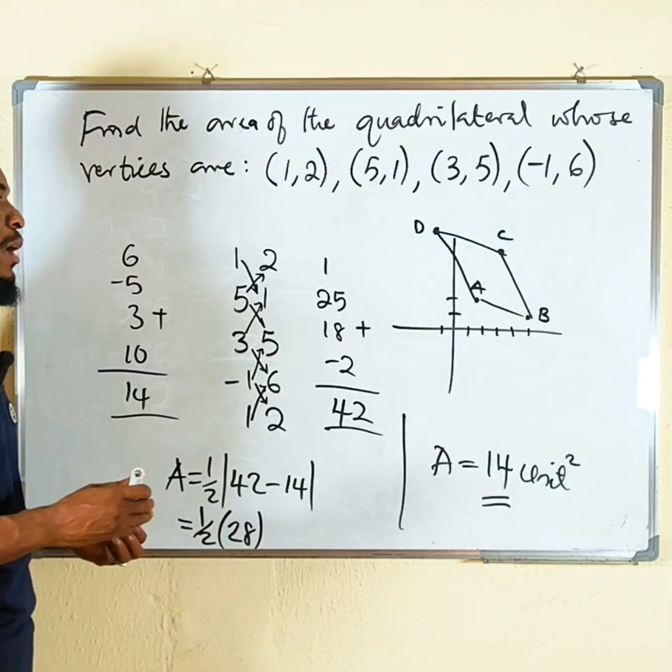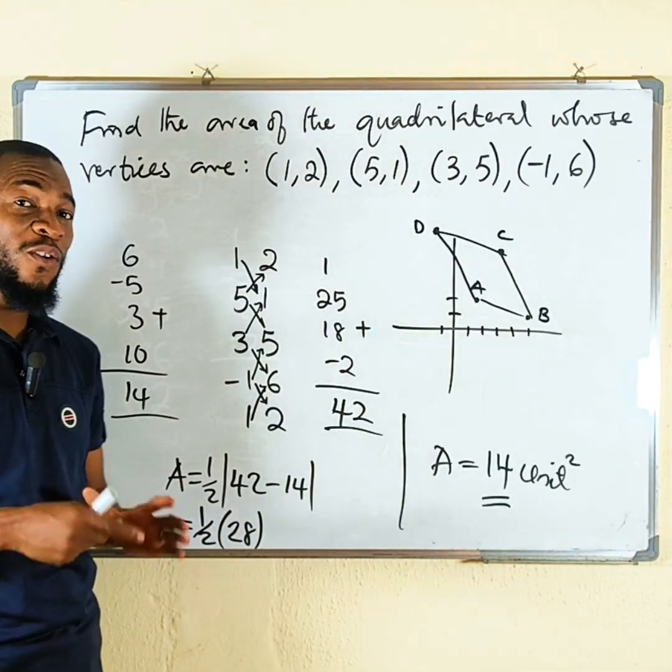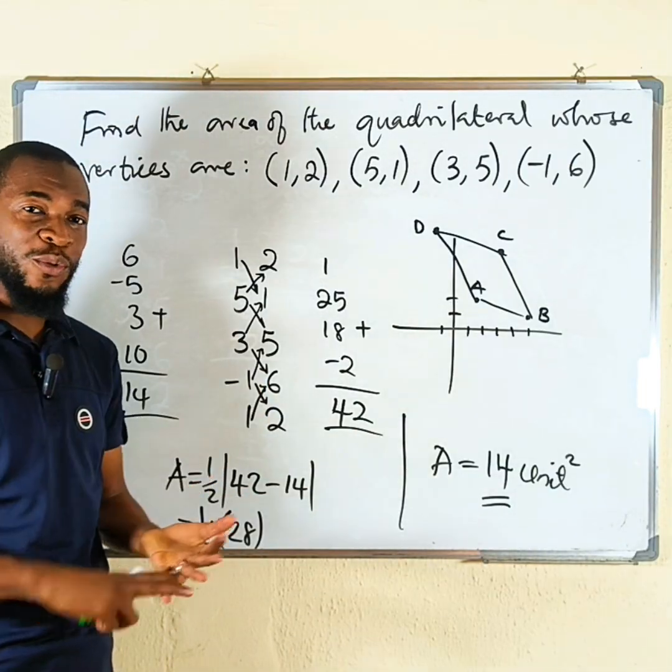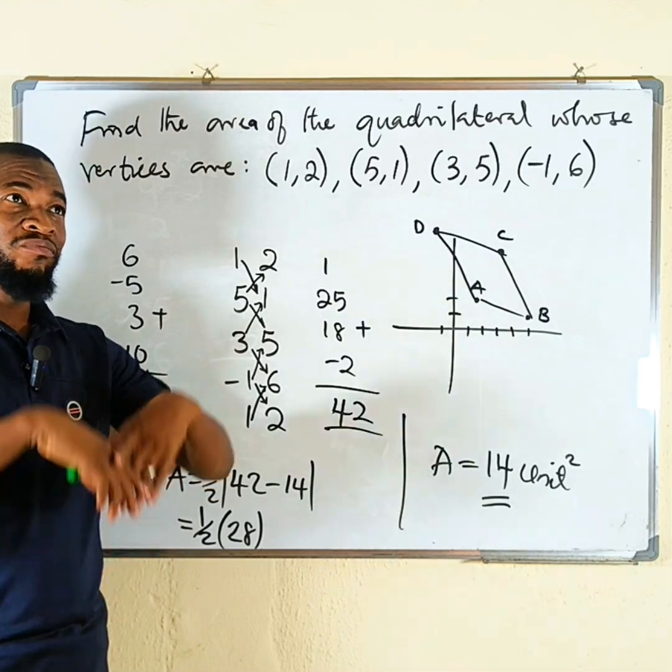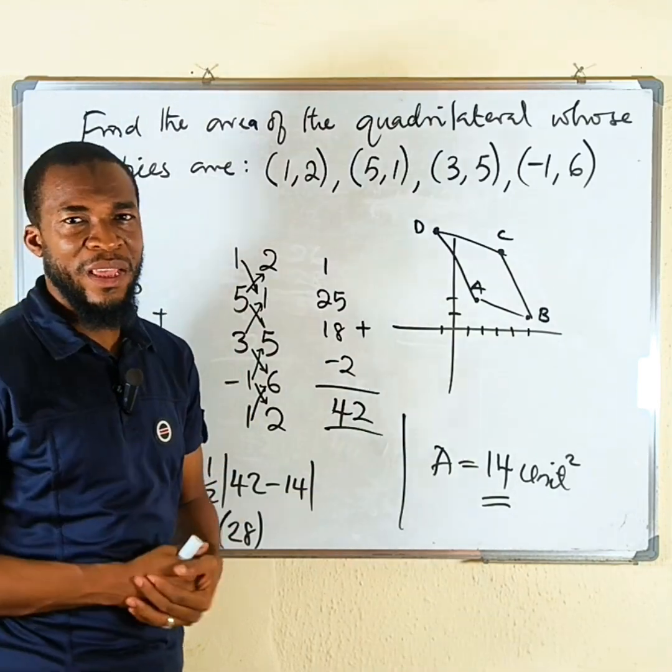So this is how to apply the Shoelace method to find the area of any polygon, whether it is a triangle, rectangle, hexagon, you understand, any polygon.